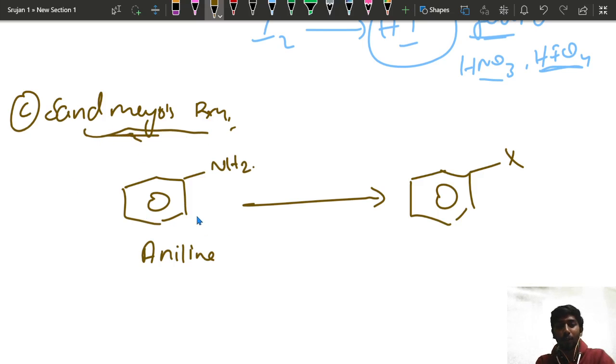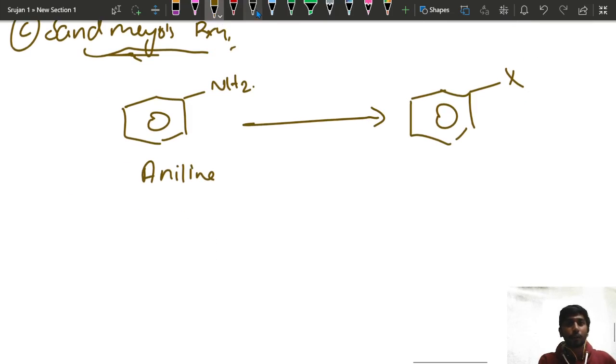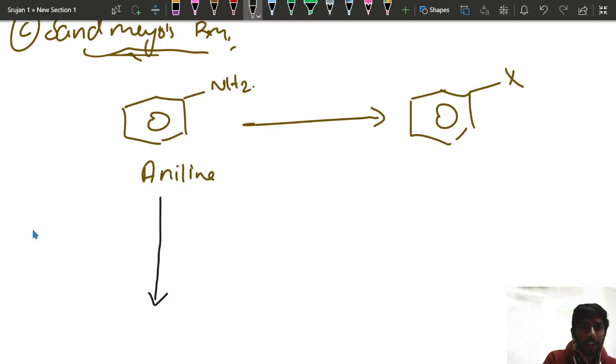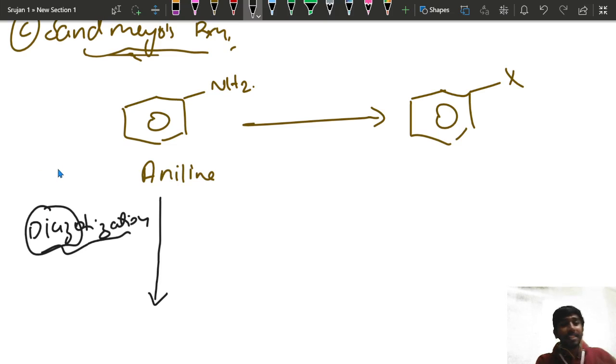How? We go through different steps. The first step is the diazotization step. Diazotization means, diaza, aza means nitrogen, so diaza means two nitrogens. So N, N, you are bringing together. So how do you do this?